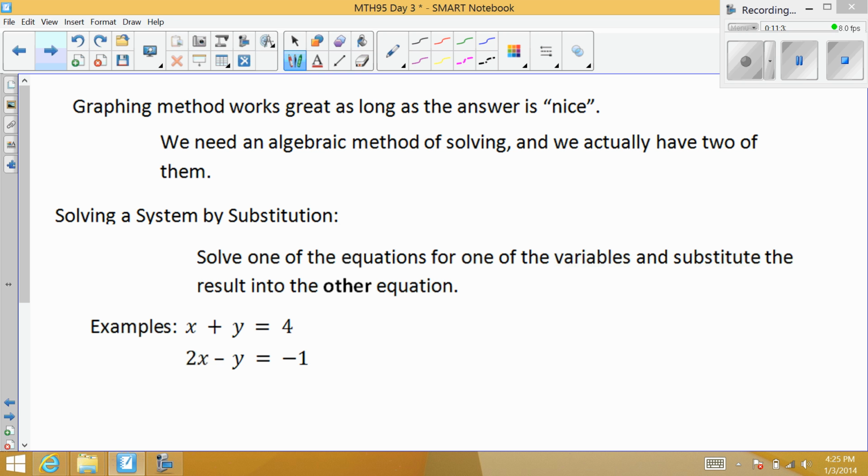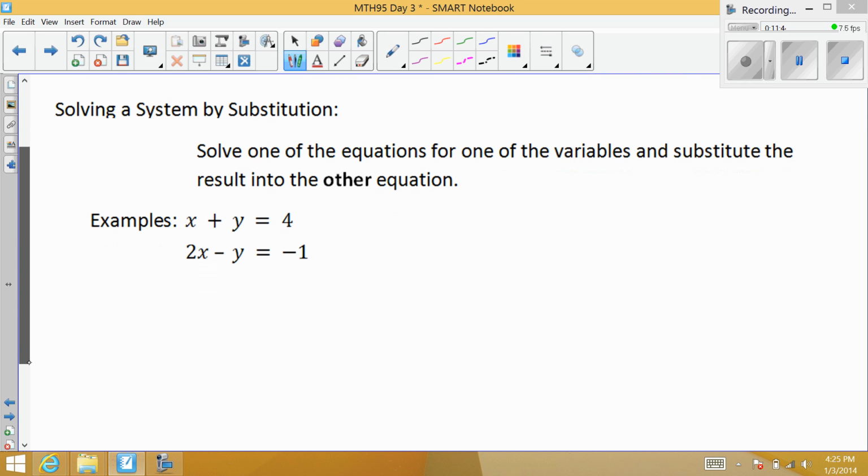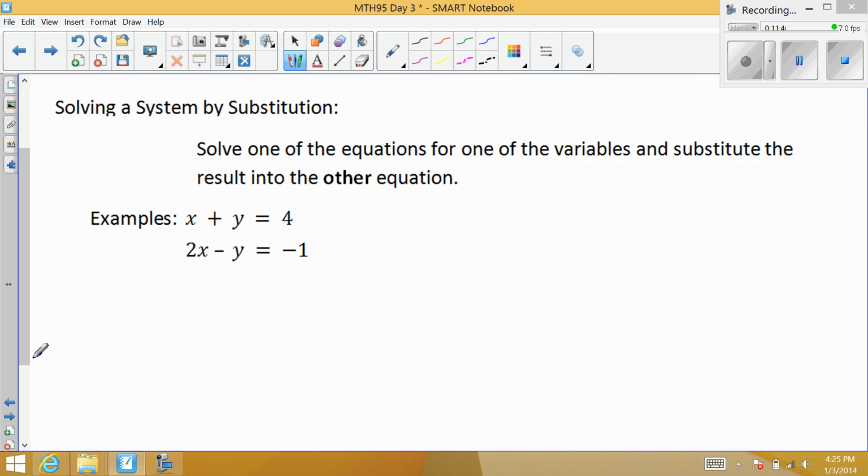So of our two methods, the first one, solving by substitution, is the most intuitive, so it's usually the easier one to pick up at first, though I think the second method is a little harder to get used to, but is actually a little more efficient. So try them both, see what you like.